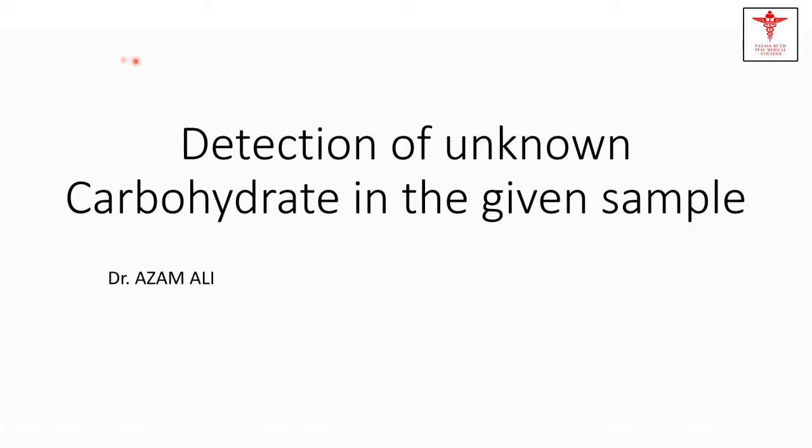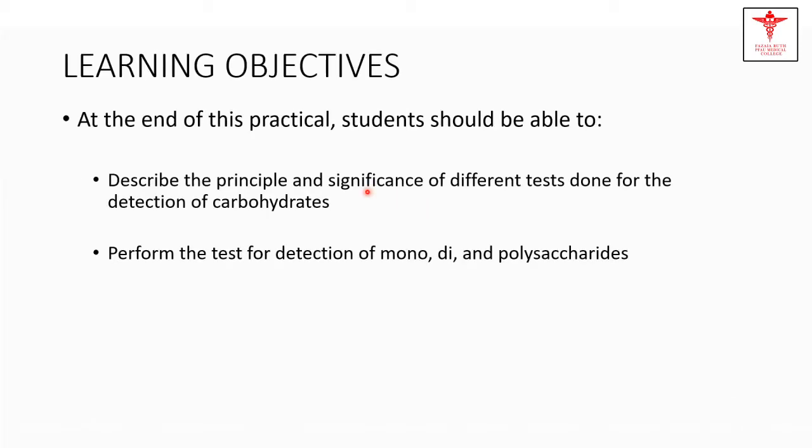Today, the practical that we are going to discuss is detection of unknown carbohydrate in the given sample. So the learning objectives for this practical are that students should be able to describe the principle and significance of different tests that we'll do for the detection of carbohydrates, and perform the test for detection of monosaccharides, disaccharides, and polysaccharides.